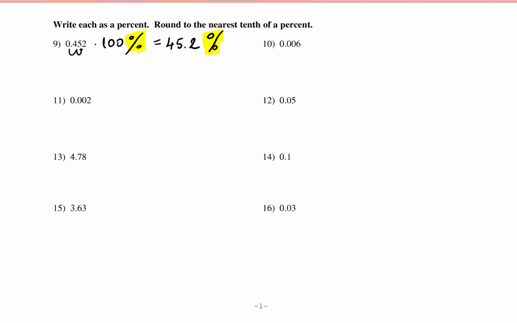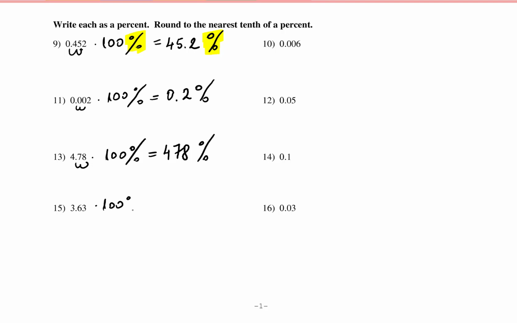So 0.452 means actually 45.2%. So let's do the same thing with the 11, 13, and 15. So we multiply by 100%. We move the decimal point 2 places to the right, so we have 0.2%. Times 100%, we move the decimal point 2 places to the right, 478%. We multiply by 100%, we move the decimal point 2 places to the right, 363%.